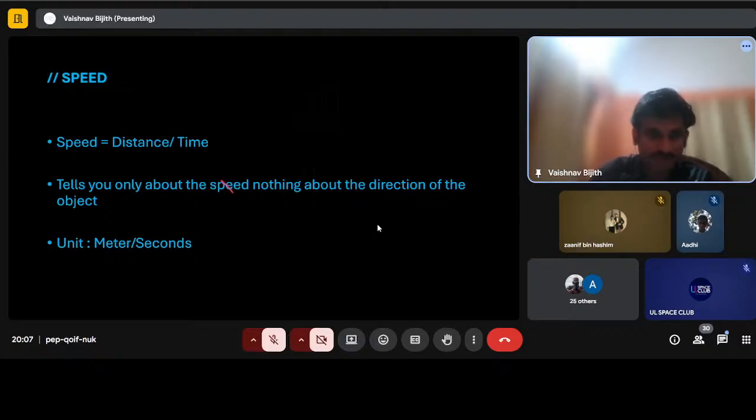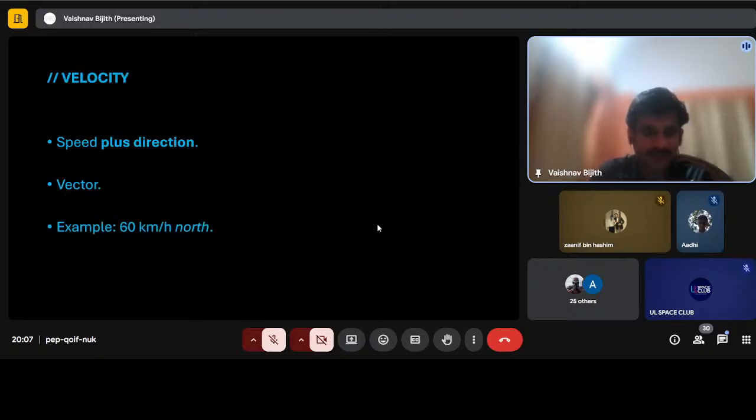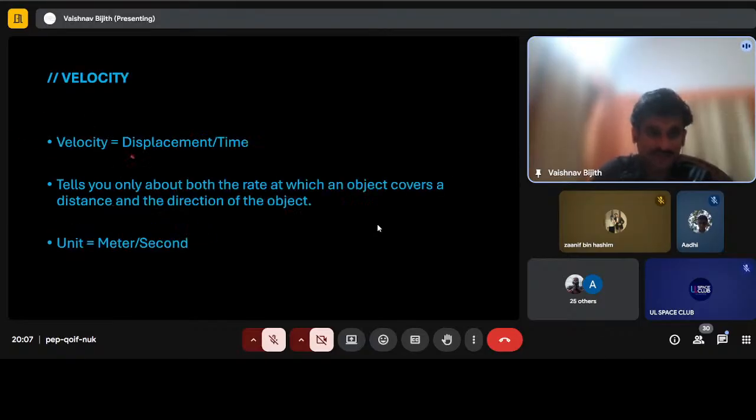So it's like that. Speed is distance divided by time, and it only tells about speed, nothing about the direction. Its unit is meter per second. And then we have velocity, which is displacement by time. We should note that it's not distance, it's displacement. And the unit is still the same, meter per second only. And velocity's addition is that it talks about the direction in which it goes forward.